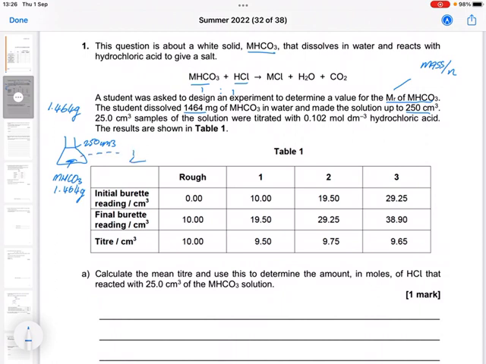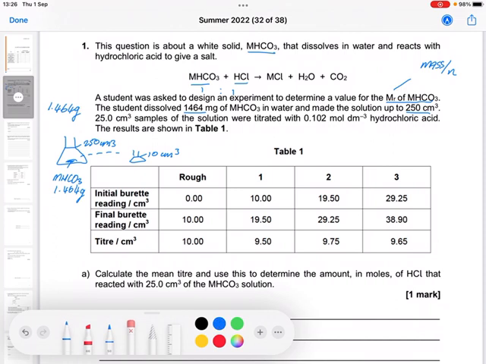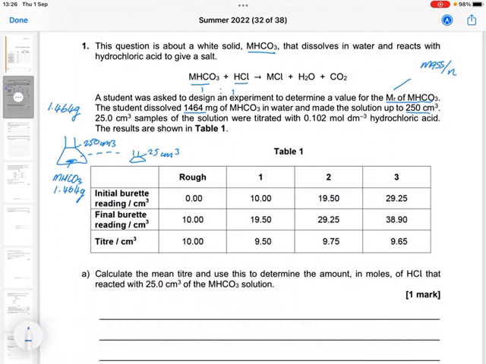10 centimetres cubed of this was taken out. Sorry, 25 centimetres cubed of this was taken out, so that's a tenth. So going that way is a tenth. So if I go back the other way, I need to times it by 10. Again, just sitting here working it out as I go. And then this was titrated with hydrochloric acid, which we know is 1:1. And the concentration of that is 0.102.